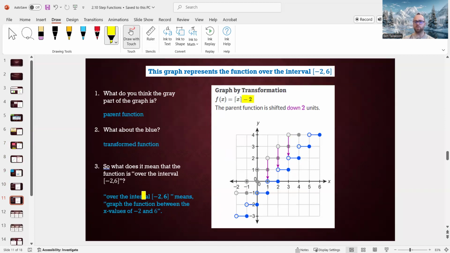And when you see the words over the interval with some values, another way to think about that is to graph the function between those x values. So in this case, we want to graph our steps between the x values of -2 and +6, and that's exactly what you see. Now, it just so happens that those are the last values on our graph, but oftentimes you'll see more values going off to the sides. And if you didn't have that interval, what would happen? Well, you'd be graphing a stairway to heaven, and that's not what we're doing.